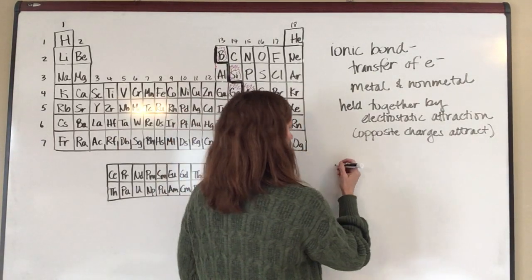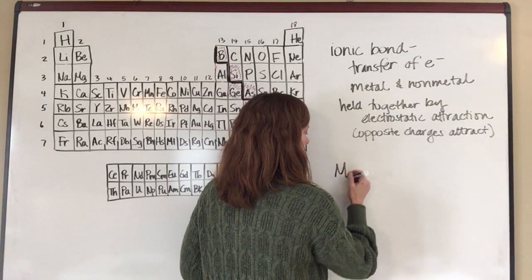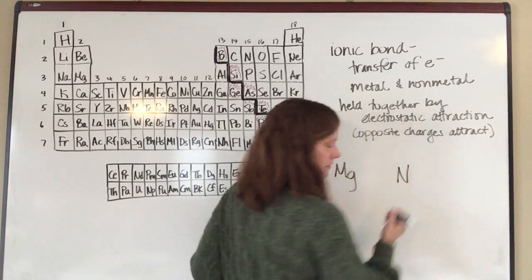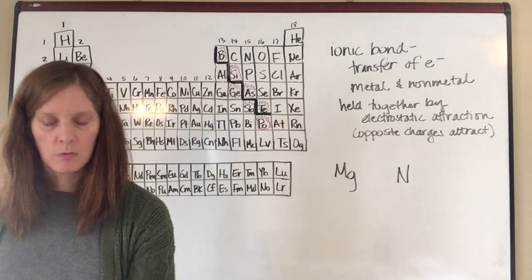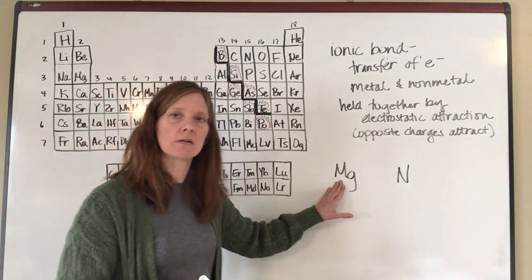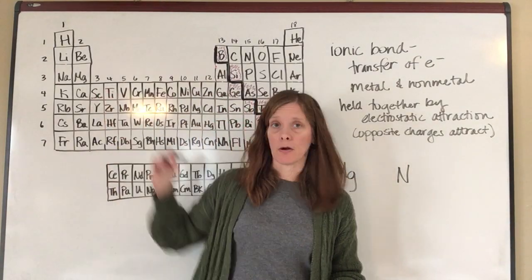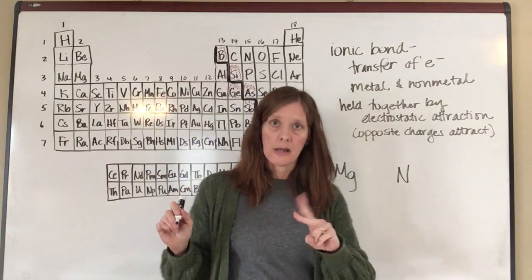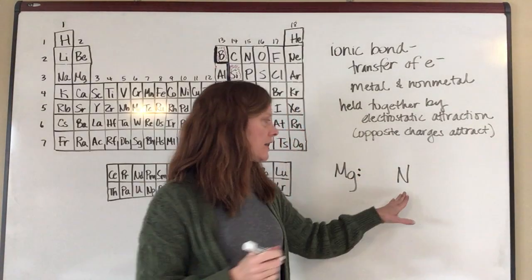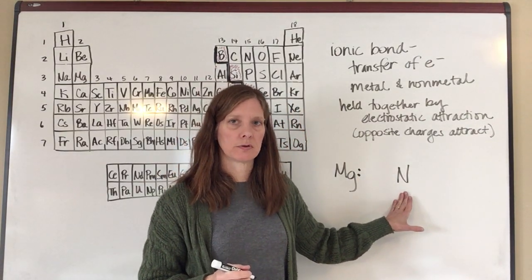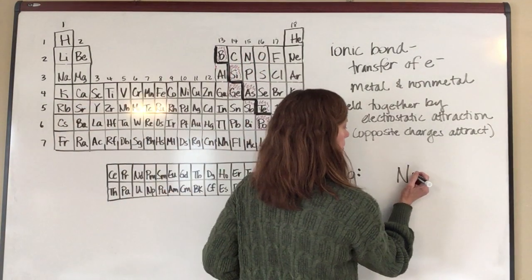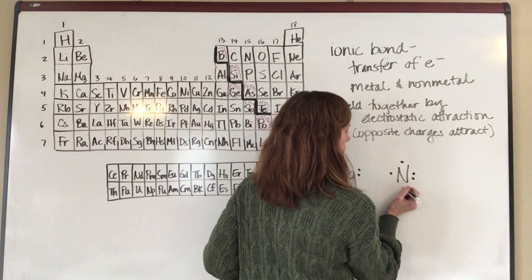Let's say that I have magnesium and a nitrogen. What do I have there? Well, magnesium has how many valence electrons? Can you figure it out? It's over here on the periodic table. It has 2 valence electrons. What about nitrogen? How many does it have? Well, if you said 5, you're right. So 1, 2, 3, 4, 5.